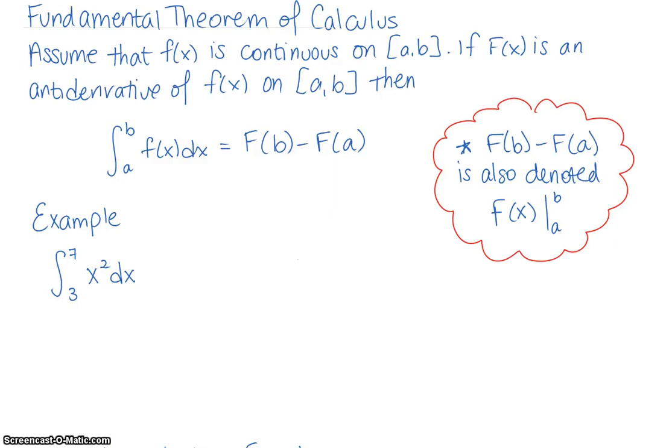So now we're going to look at the fundamental theorem of calculus. The fundamental theorem of calculus says that if you have a continuous graph on an interval [a, b], and there is an antiderivative, which they refer to as capital F of x, of the original function, then we can find the definite integral from a to b of f of x by taking the antiderivative plugged in with b minus the antiderivative with a plugged in.